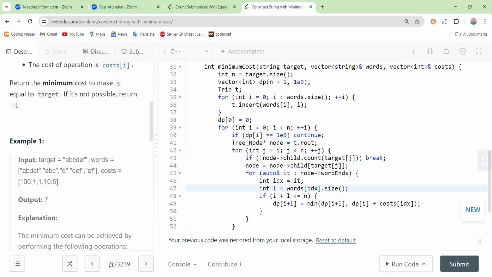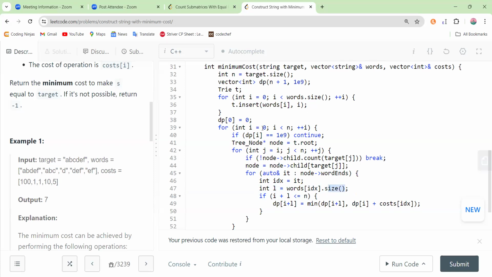Now, if there are any words that are ending at that particular character, what we did, we simply traversed over all the indexes of this particular character node. All the possible indexes are already inserted or pushed back in the word ends vector that we already know. So we simply traversed over all the possible indexes. And if we are considering that word, the length is L, that is i plus L. And how do we get that length? We already know the index. So just go to that word's vector and take the size. So we know the length of that particular word.